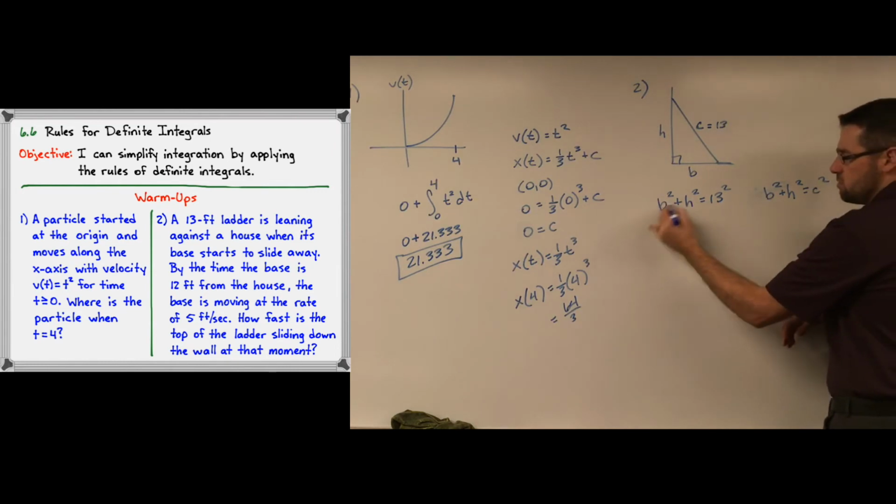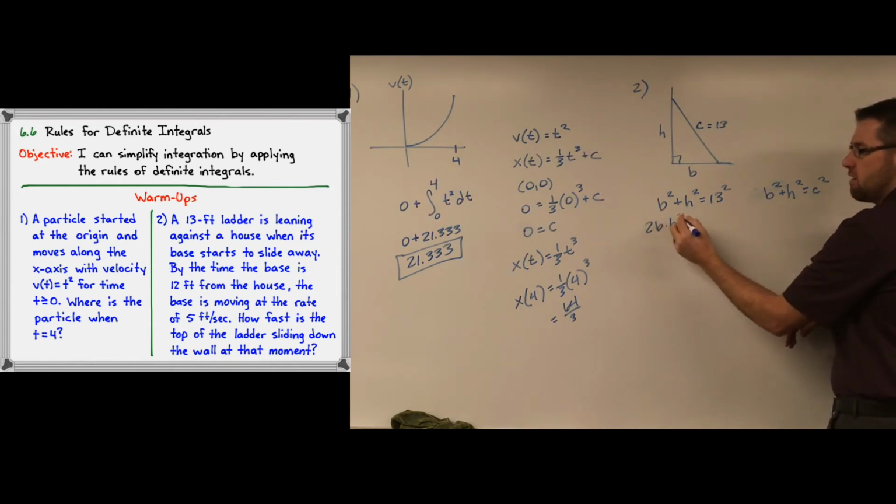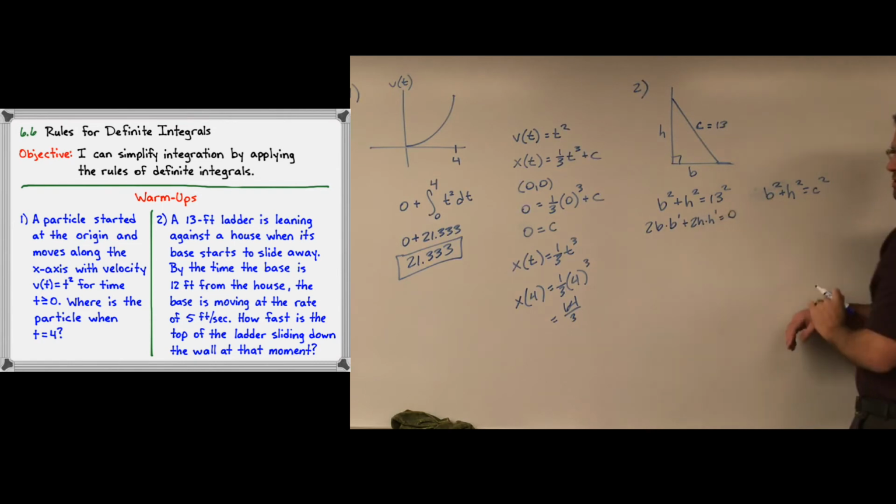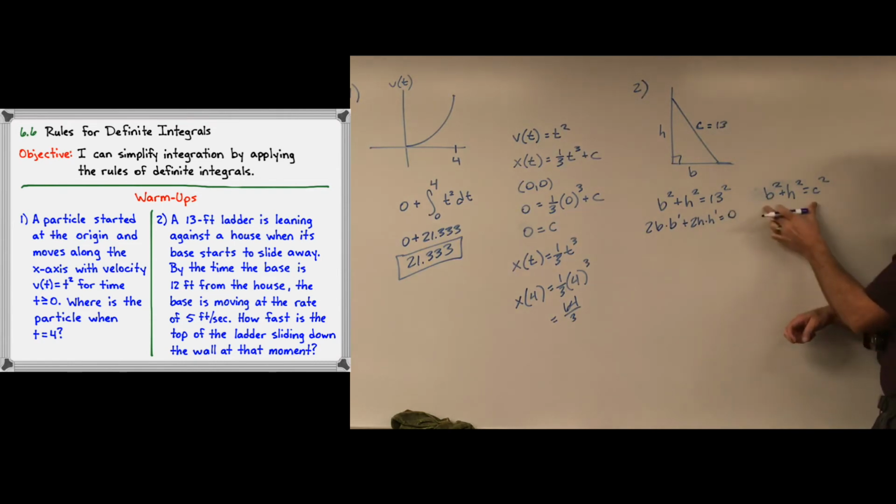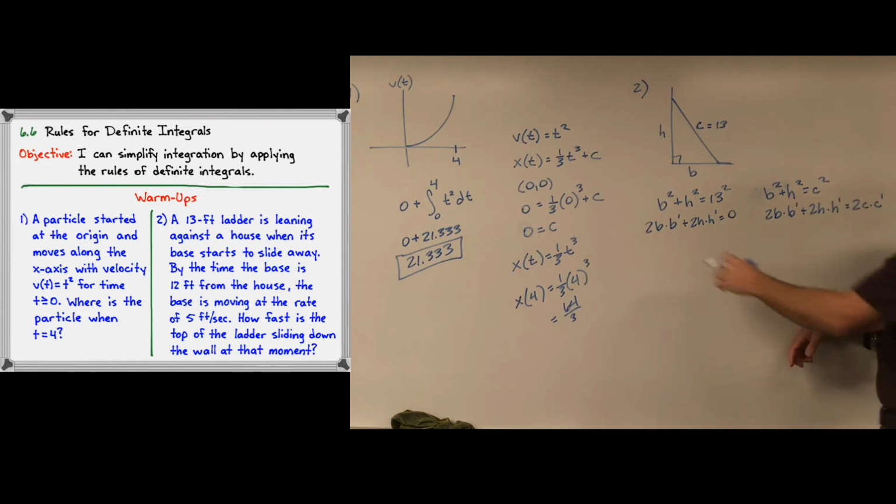What's the derivative of b squared? 2b times b prime, because b is a function of time, right? Plus 2h times h prime equals 0, because the derivative of a constant is 0. If I deal with this over here, it would be 2b times b prime plus 2h times h prime equals 2c times c prime. Right? Let's plug in what we know.